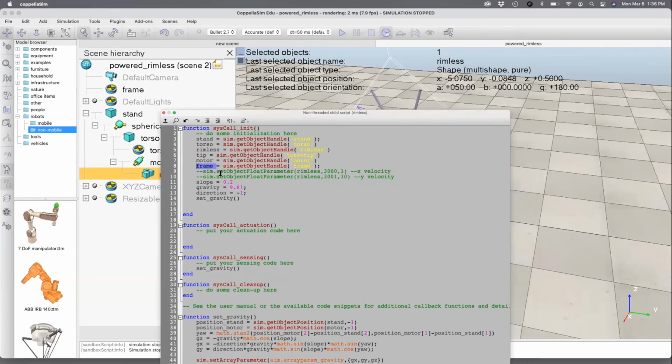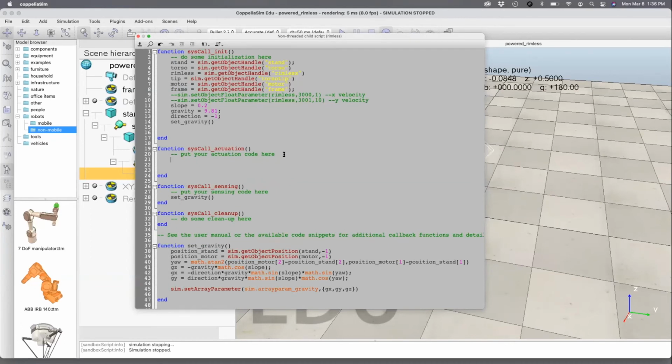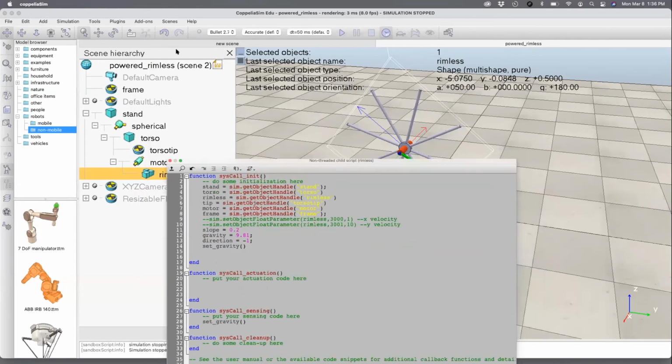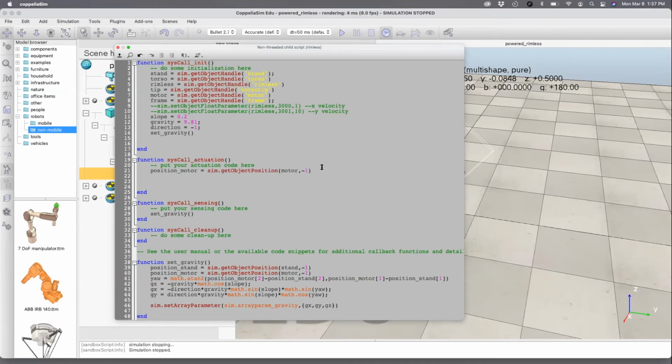Okay, now since we got the handle, we will manually set this to move with the object. So how do we do that? Well, let's say in actuation, the way we want to move it is to keep it approximately below the motor, right? So let's just get the motor coordinates. I already have them over here, so if we just copy this. Okay, so that's the position of the motor.